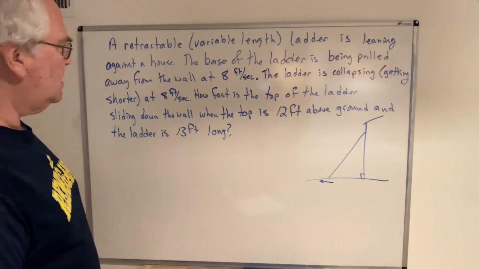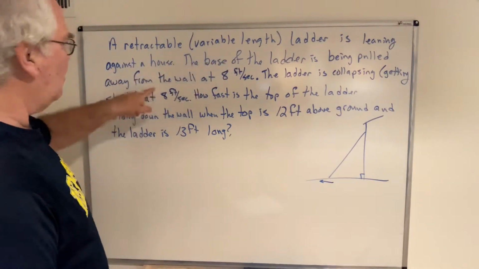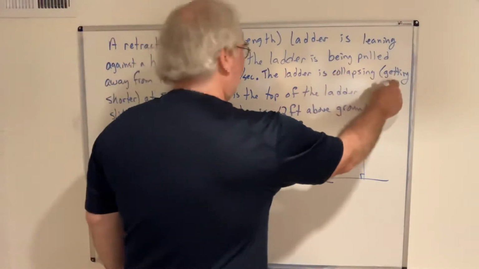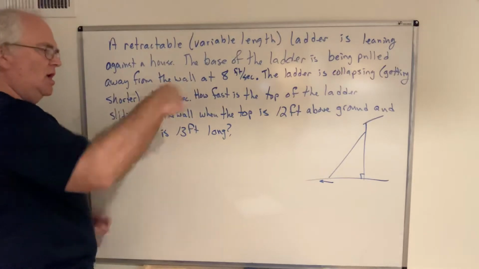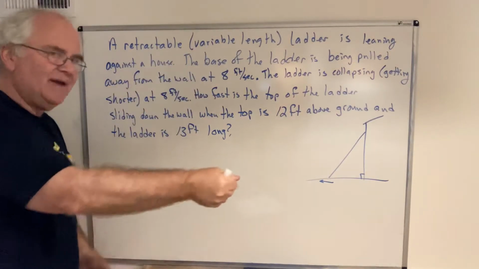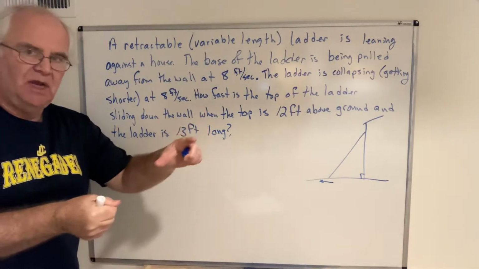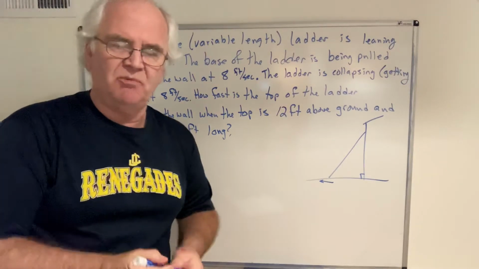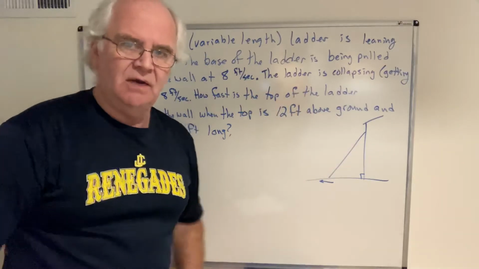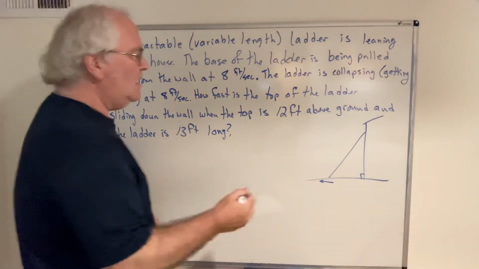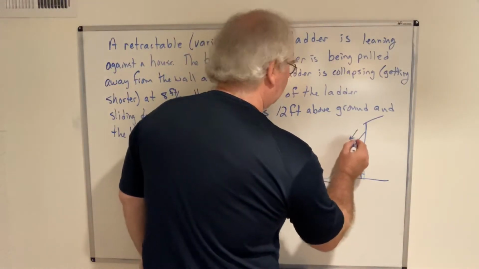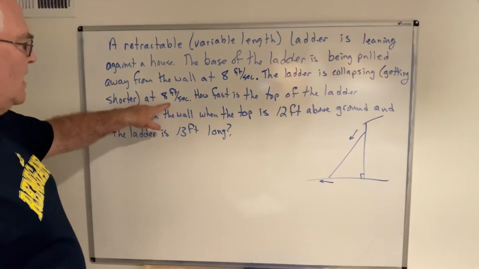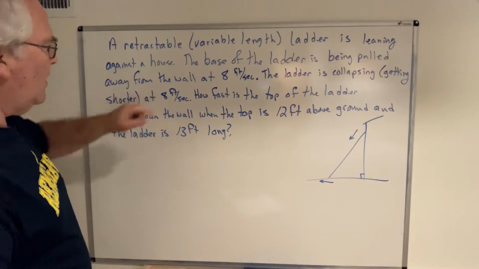Let's say the ladder is pulled away from the wall at 8 feet per second. The ladder is collapsing, that is to say, the ladder is getting shorter. So as you pull, the ladder is also getting shorter. This really is the Christmas Vacation problem. Clark is on the ladder and everything's falling down around him. Collapsing at 8 feet per second, also 8 feet per second.